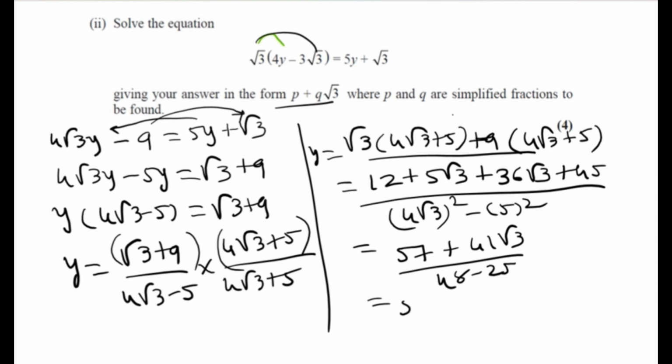So 57 over 23 plus 41 over 23 root 3, because we need our answer in p and q form. So that's our answer.